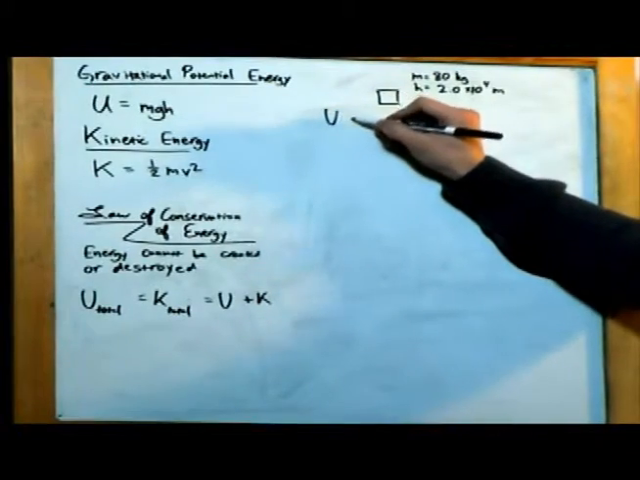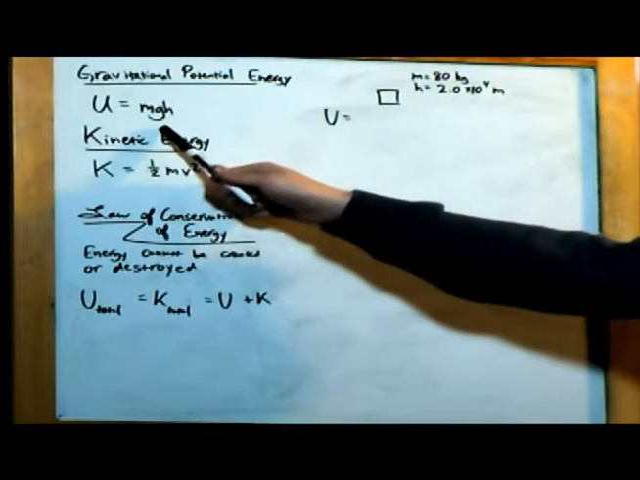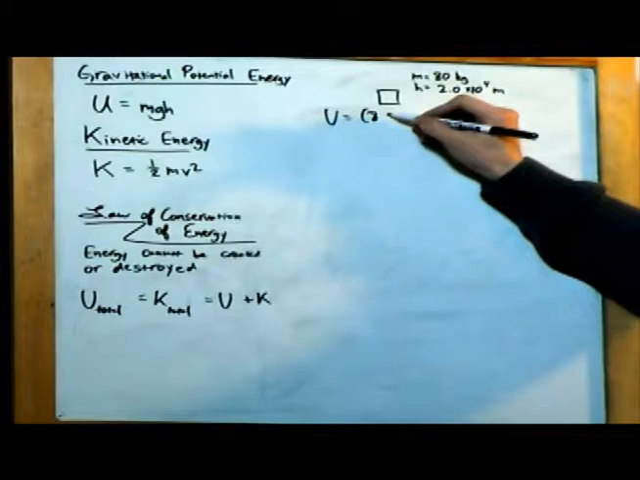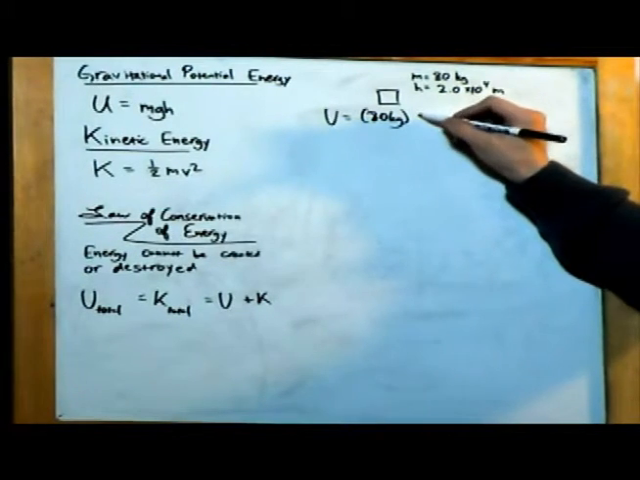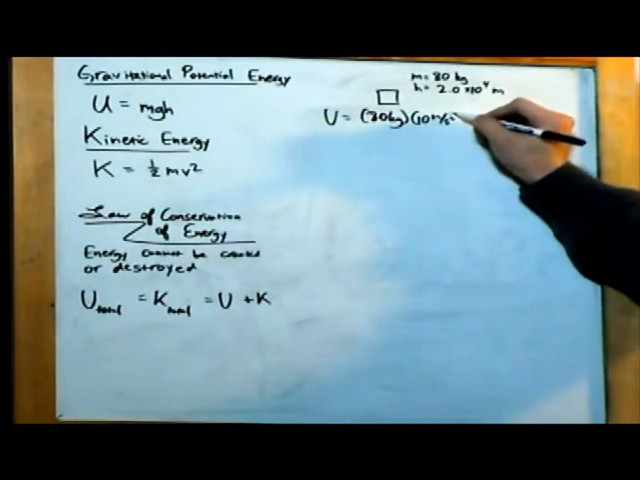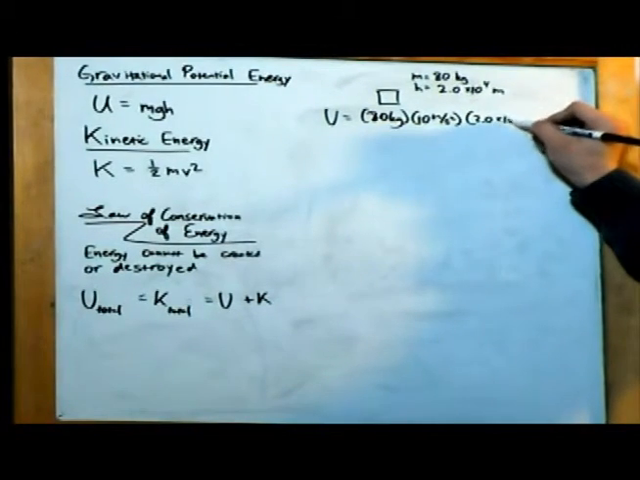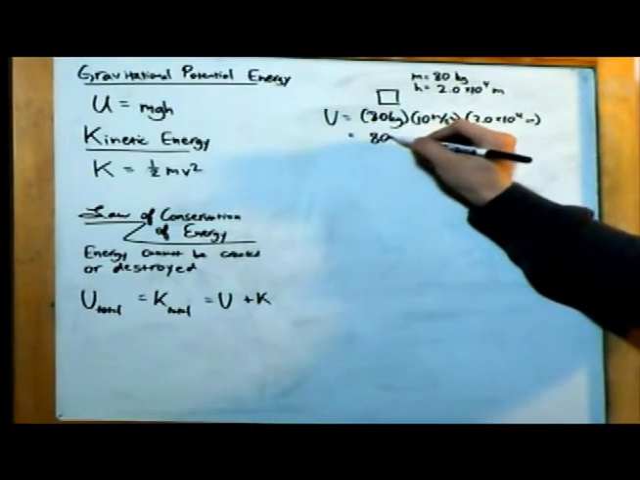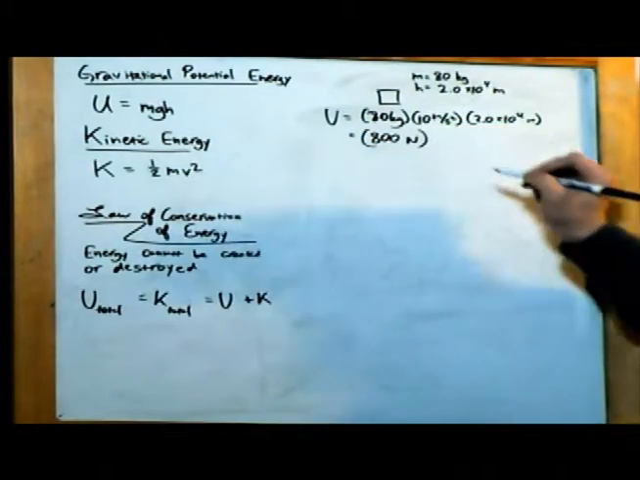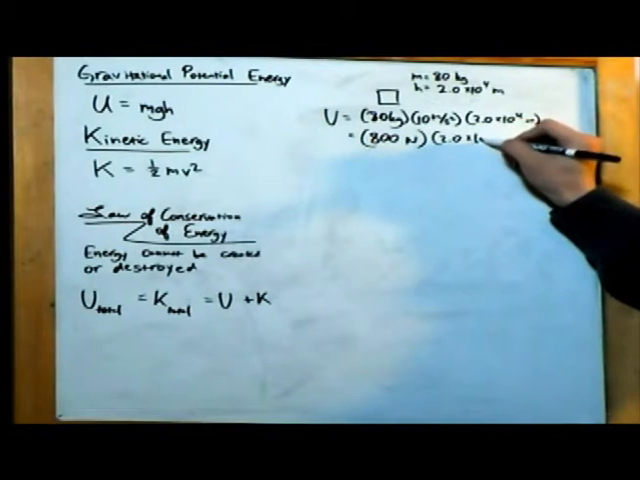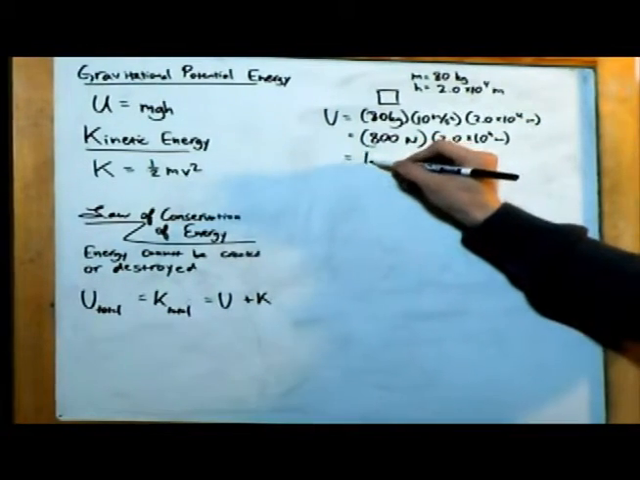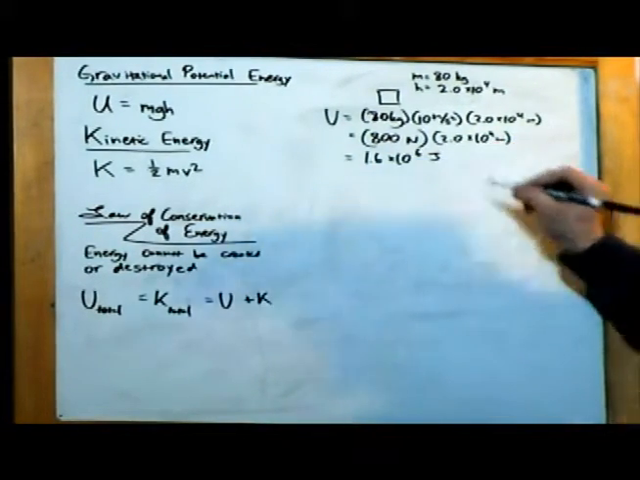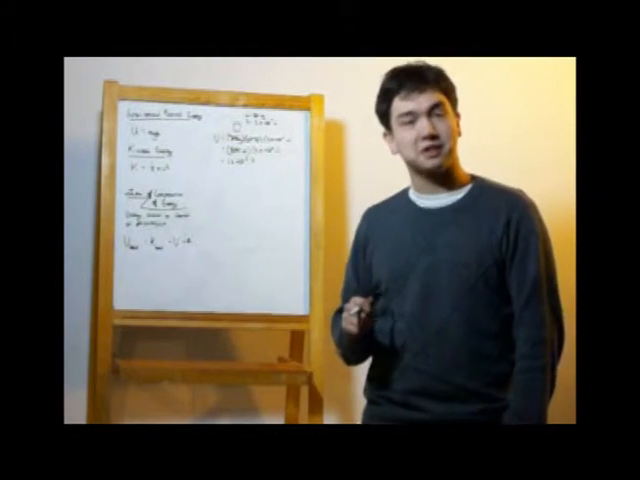Well, gravitational potential energy is equal to the mass times the acceleration due to gravity times height. So, a mass of 80 kilograms times a gravitational acceleration of 10 meters per second squared times a height of 2.0 times 10 to the 4th meters. So, 80 times 10 is 800 kilogram meters per second squared, newtons, times 2.0 times 10 to the 4th meters. And this lands us 1.6 times 10 to the 6th newton meters, which is, in fact, joules. Fancy that. Work and energy have the exact same units.